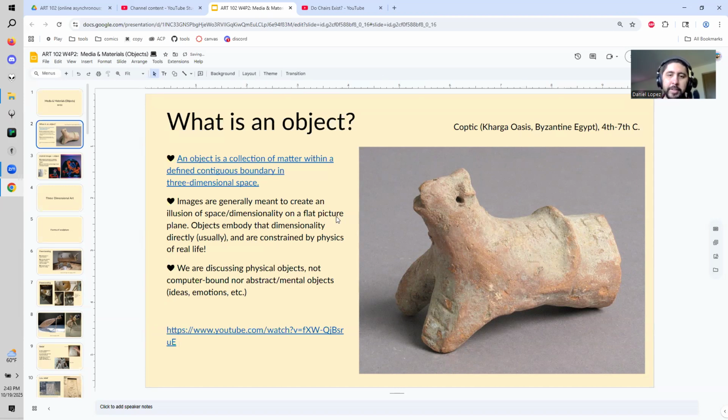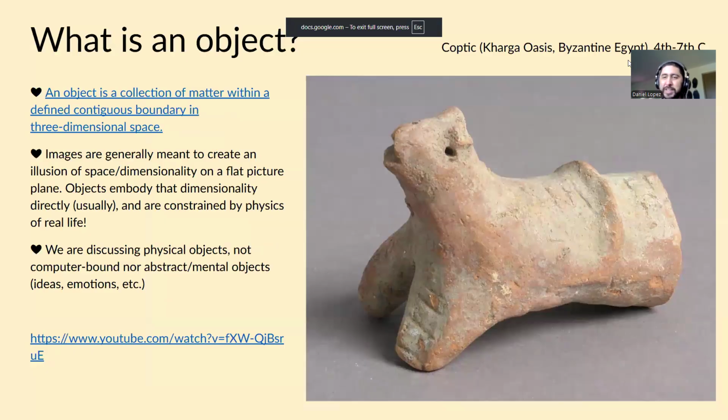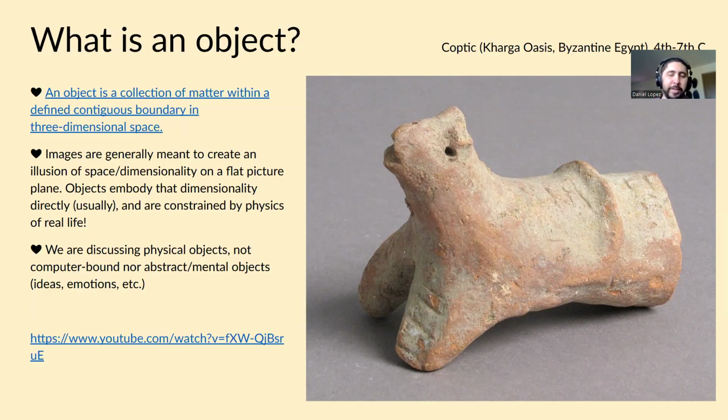So essentially, it's a collection of matter within a defined contiguous boundary in three-dimensional space. Basically, meaning something that's attached to itself and isn't anything else, really. And so, this video that I just mentioned explores that. Like if you break a chair into little splinters, is the splinter a chair? Is a chair less a chair? For the sake of this lecture and for art in general, we're not worried too much about that.